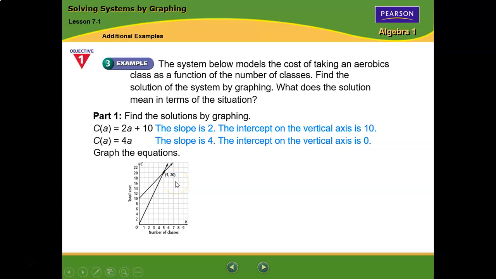Well, that's all well and wonderful. What does it mean? Well, what that means is the 5 represents the number of classes. The 20 represents the total cost. So because they intersect at (5, 20), that means that after 5 classes, the cost is $20 for both of the aerobics classes. That is the only time that these two aerobics classes are going to cost the same, is when you go 5 times.